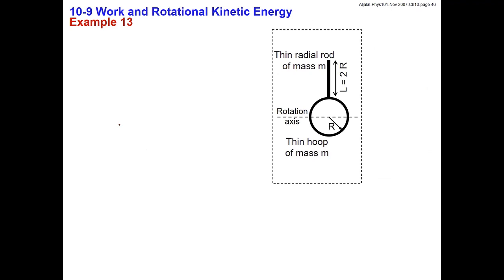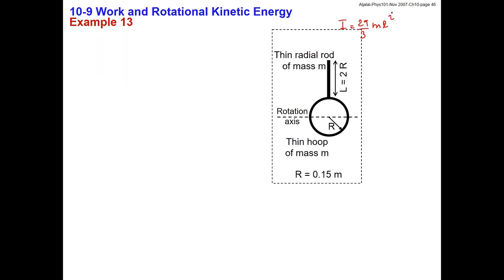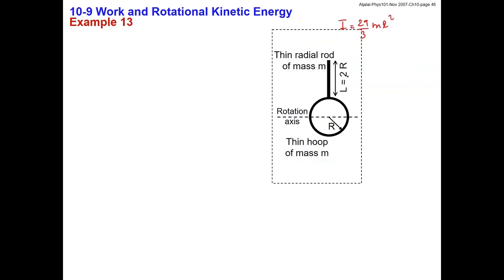Now, second question: I take the same system and I already calculated the moment of inertia. Now I give you R, I give you the mass, but you will see the mass will not be very important. What is the moment of inertia? It is 29 divided by 6 mr squared.